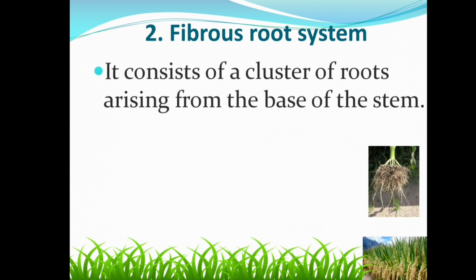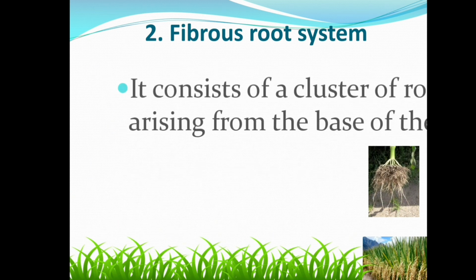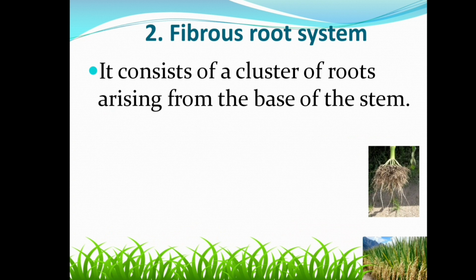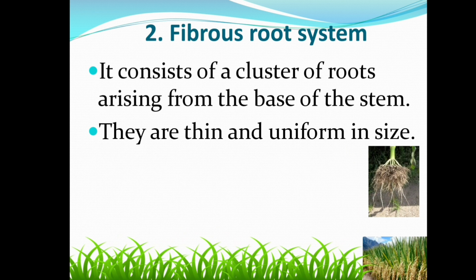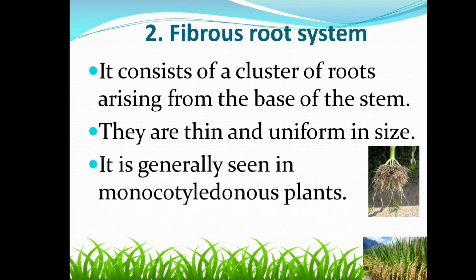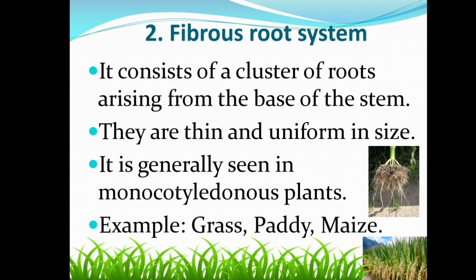Fibrous root system. It consists of a cluster of roots arising from the base of the stem. They are thin and uniform in size. It is generally seen in monocotyledonous plants. Examples: grass, paddy and maize.